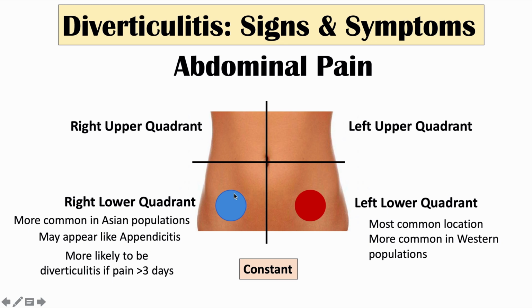And the pain is constant. This is a constant pain. And the pain may be diffuse. So although I talk about it being in these locations, it may look like it spreads up into other areas as well. So again, it's constant. And if you were to push on someone's abdomen in one of these locations, it can be very tender. So again, it's constant pain and it's tender to touch. And the pain may be diffuse if it is a very severe case of diverticulitis.